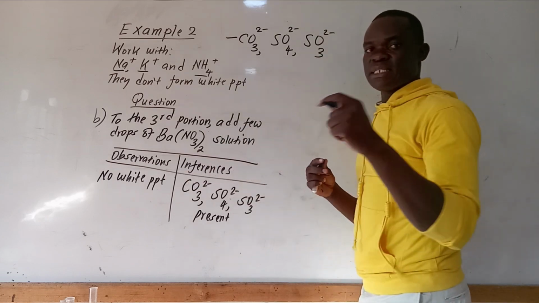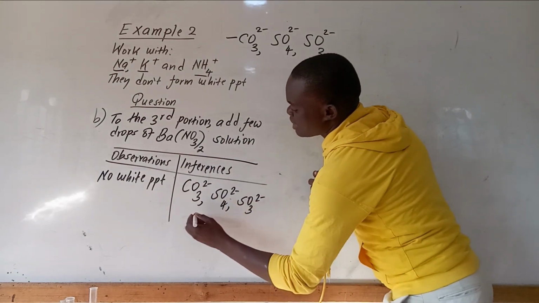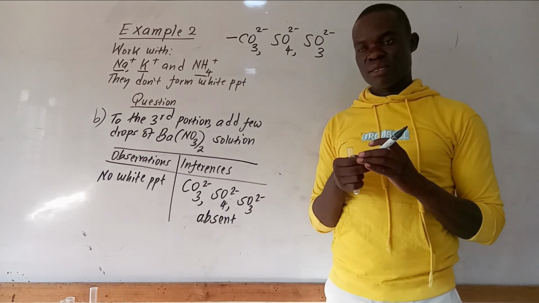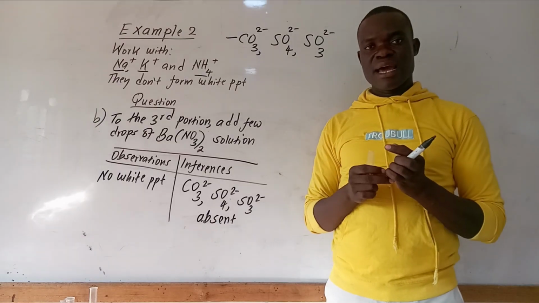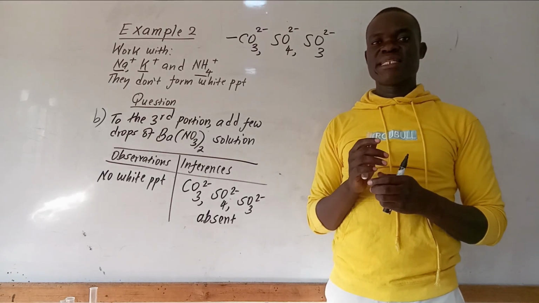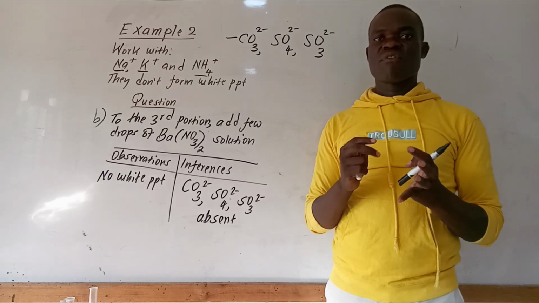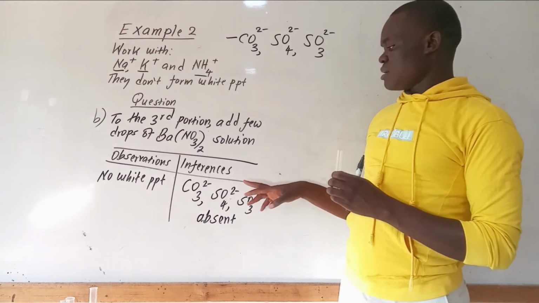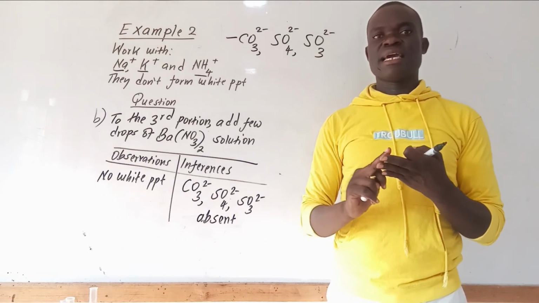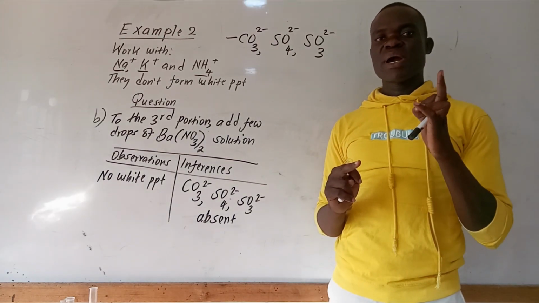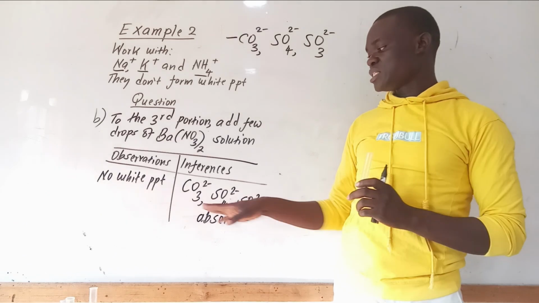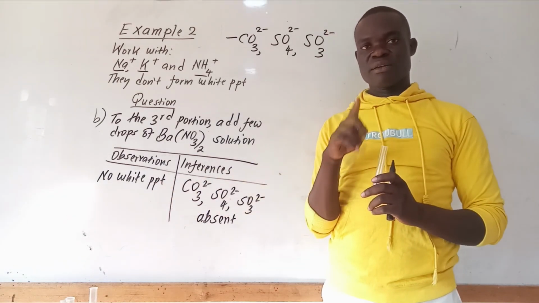When we say no white precipitate, we will change here to be the three absent. Yes, so if there is no white precipitate formed, carbonate, sulfate, sulfite ions are absent because barium forms an insoluble salt with the carbonate, because all carbonates are insoluble except carbonates of ammonium, potassium, and sodium. All sulfates are soluble except calcium sulfate, barium sulfate, and lead sulfate. So since barium sulfate is insoluble, it will form white precipitate. So if white precipitate is not formed, it means sulfate ion is absent. Same for sulfite. So these three will be absent if there is no white precipitate formed.